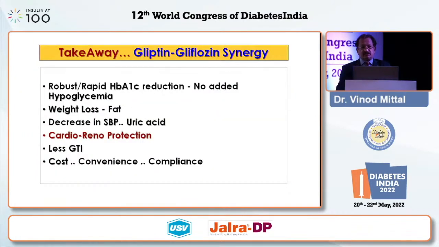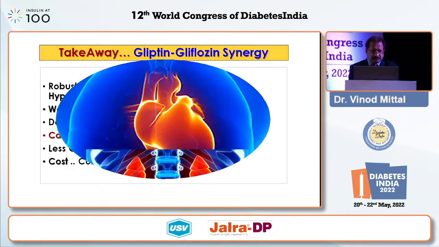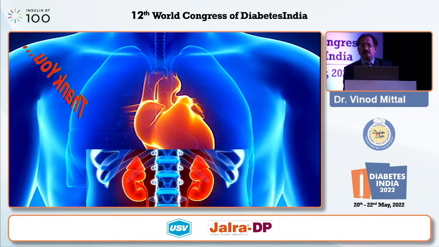So overall, the takeaway messages are very clear: there is a clear-cut synergy between gliptin and gliflozin, and there is a robust A1C reduction, no added hypoglycemia, then weight loss, and most of it is fat, decreased systolic blood pressure and uric acid, cardio-renoprotection, and less genitourinary infection when you combine both. And if we have generics of good quality compared to the innovator, then obviously the cost and convenience, if they're available in one tablet, will make for better compliance and adherence. So with this I conclude my talk and I convey my thanks to all of you.